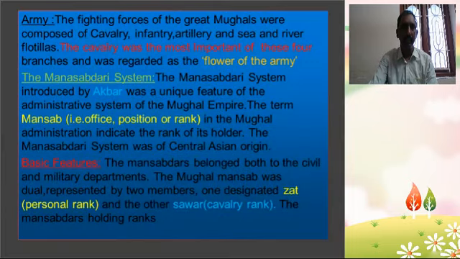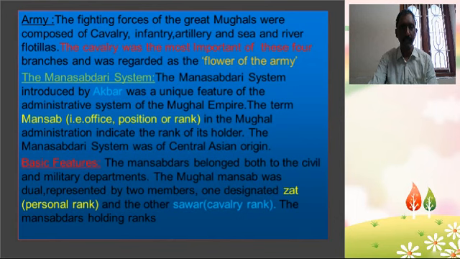Army. The fighting forces of the great Mughals were composed of cavalry, infantry, artillery, and sea and river flotillas. The cavalry was the most important of these four branches and was regarded as the flower of the army.